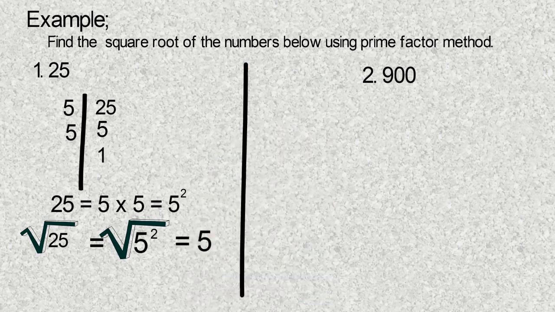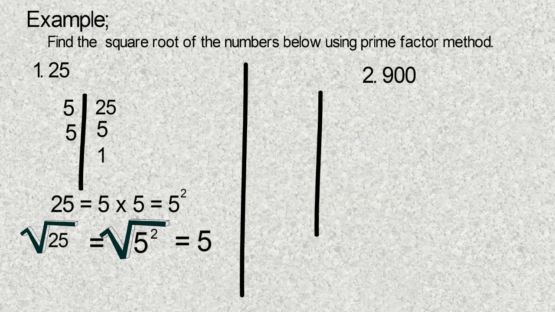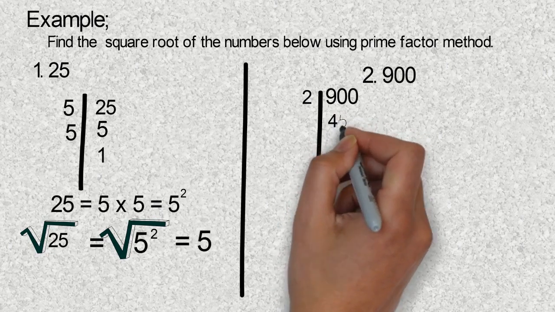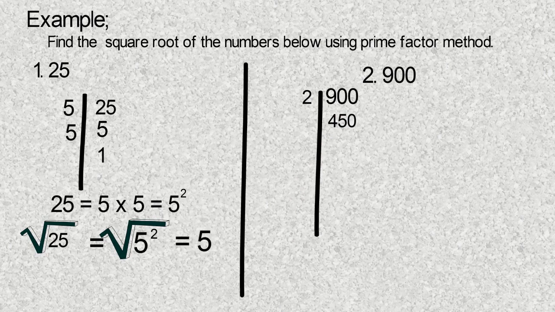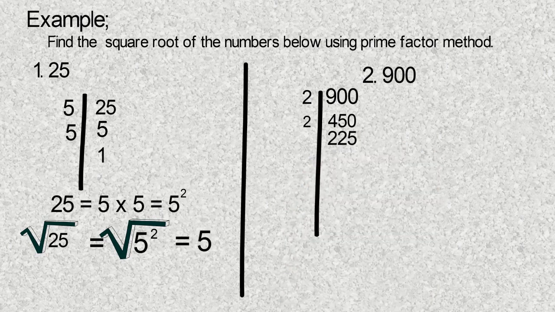So number 2, 900. The first factor of 900 is 2, which is also a prime number. We can't use 1 because 1 is not a prime factor. Do you get that? Okay. So the first prime factor is 2. So you divide 900 by 2, we have 450. 2 can also divide 450. So if you divide 450 by 2, we have 225. So here, 2 cannot go in 225 because it will give us a remainder.